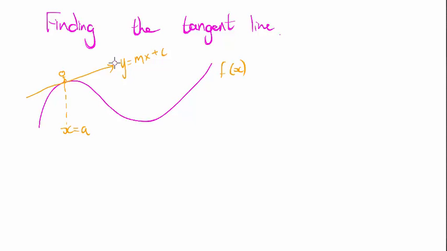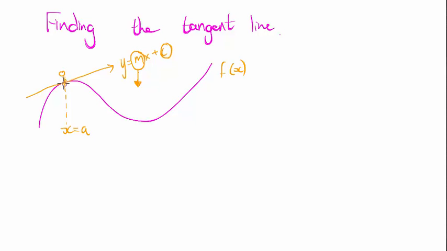Calculus is all about one thing. The derivative is the gradient. I want two values, the m and the c. If I can find one, I can find the other one by just substituting a point. And the one that I can easily find is the gradient.